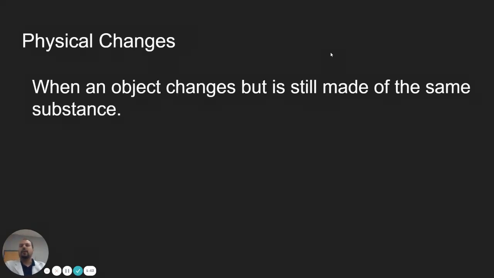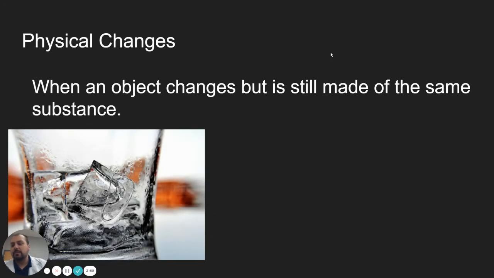Physical changes are when we change one of those properties. Some examples of that would be ice melting. So it's still H2O. It's still water the whole time. It just goes from solid water to liquid water. So it changes, but it's still water the whole time.